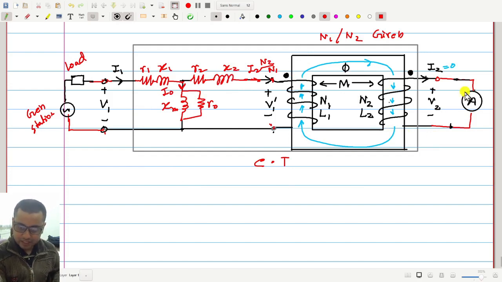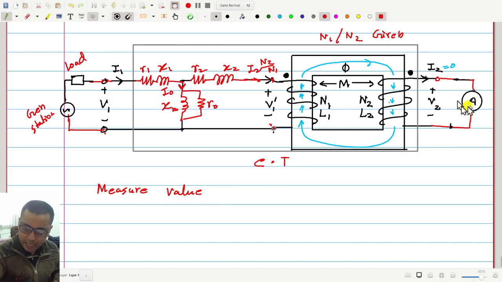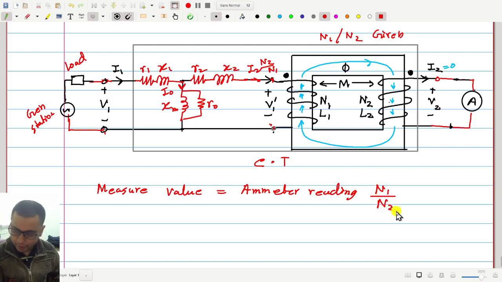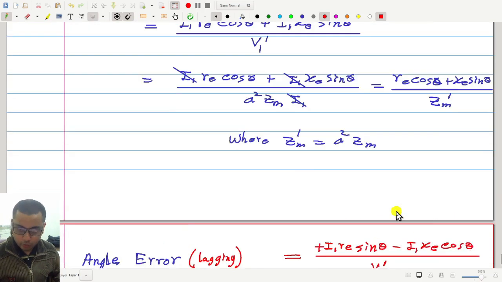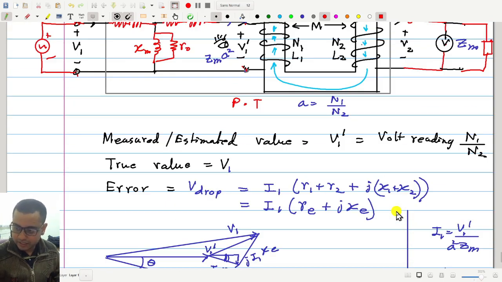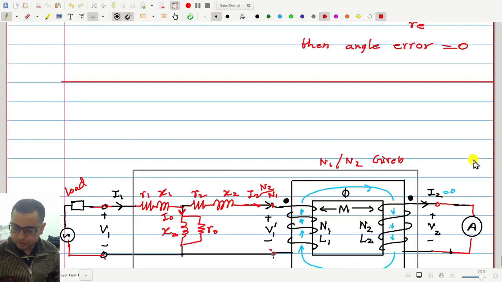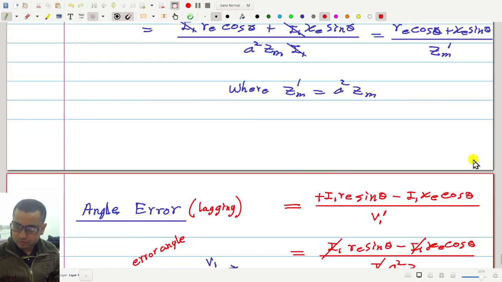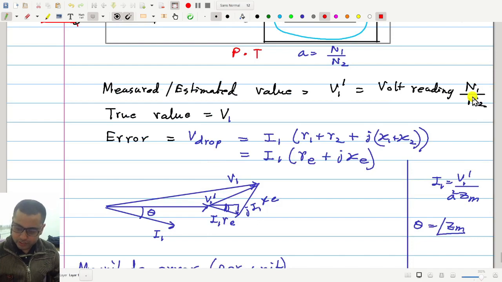Now the measured quantity is this ammeter reading that we will multiply by some turns ratio. That will be the ammeter reading multiplied by what? It should be N1 by N2, I guess. Am I correct? It is always opposite to the voltage case. Here for voltage it is N1 by N2, so here it should be N2 by N1.